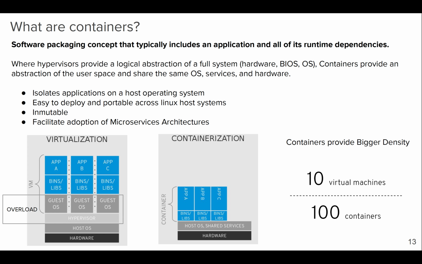Whereas with containerization, you have your host OS, shared services, everything running individually, and from a container point of view, only those non-common bins and libraries are available for your container to run. What this basically means is that your density on your infrastructure increases manifold because there's no overhead of having individual guest OSs on top of it, and that's where the number of containers that can be run is very high. As you can see, if you're running 10 virtual machines, you could possibly run hundreds of containers over there.